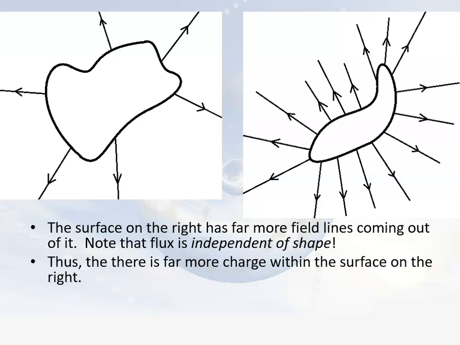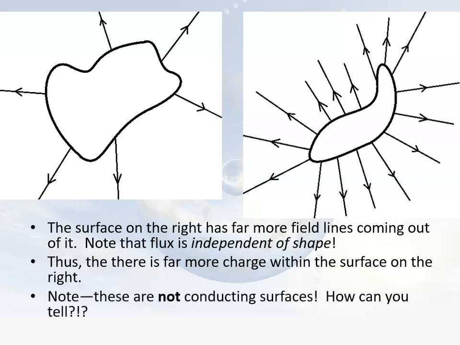On the right side, because we have far more electric field lines, you recognize that the right surface is enclosing far more charge. But again, if you were to reshape that surface, as long as it contains the same amount of charge, the same number of field lines are going to be coming out of it. That's an extremely important point that we're going to come back to later.